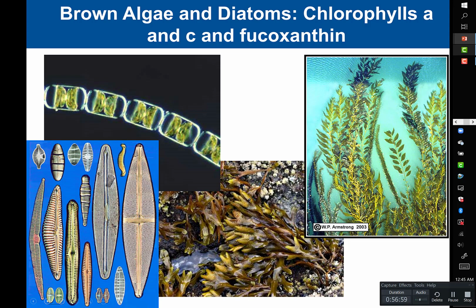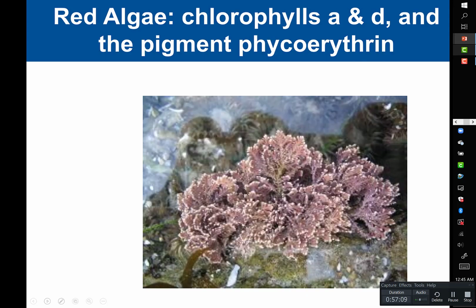I will not ask you what pigments they have. I just wanted to point that out, that different color algae use different color pigments, and that's why they appear different colors. If we look at our red algae, for example, they have chlorophyll A and D, and they have an accessory pigment called phycoerythrin, which is what gives it that red color.